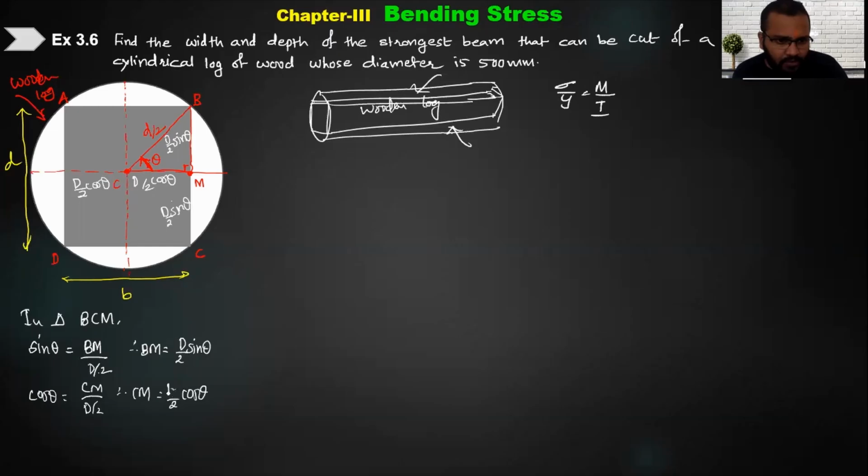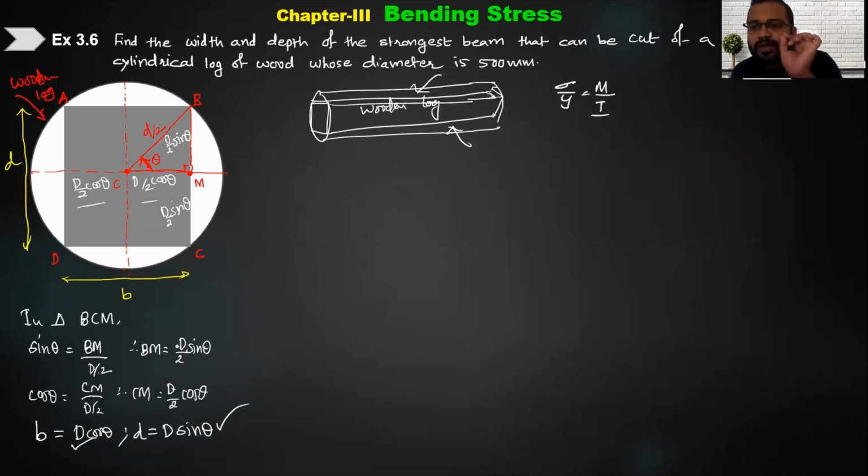Now what is my breadth of the beam? You can see the breadth of the beam is 2 times this. So D by 2 cos theta plus D by 2 cos theta will be D cos theta. And what is my depth of the beam? It is capital D sin theta. So now we have both my breadth and depth in a single parameter theta. I want to find out the value of theta such that the strength of the beam will be maximum.